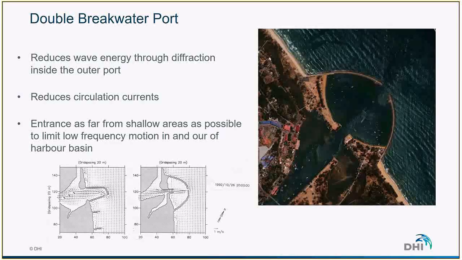Compared to the previous type of layout that we've looked at, the single breakwater harbor, this kind of shape reduces the circulation currents because it has a more streamlined shape. And usually we tend to put the entrance of this kind of harbor as far as possible from the shallow area in order to limit the low frequency motion in and out of the harbor basin.